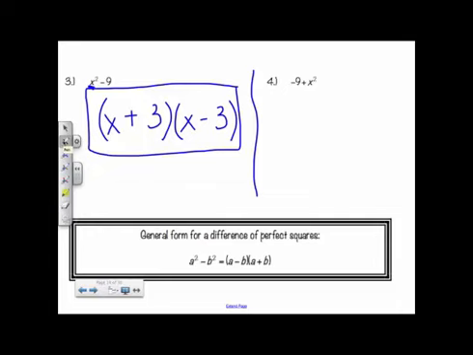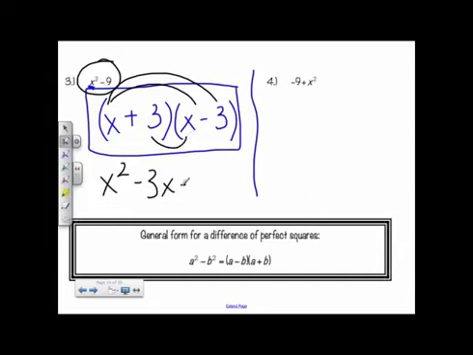Remember, when you want to double check, you can just go through and distribute it to see if you end up getting the original problem. So x multiplied by x gives you x squared. When you distribute this x to this negative 3, you get negative 3x. When you distribute this 3 to this x, you get positive 3x. It looks promising because those will cancel each other out. When you distribute this 3 to this negative 3, you get negative 9. So you end up getting x squared minus 9.